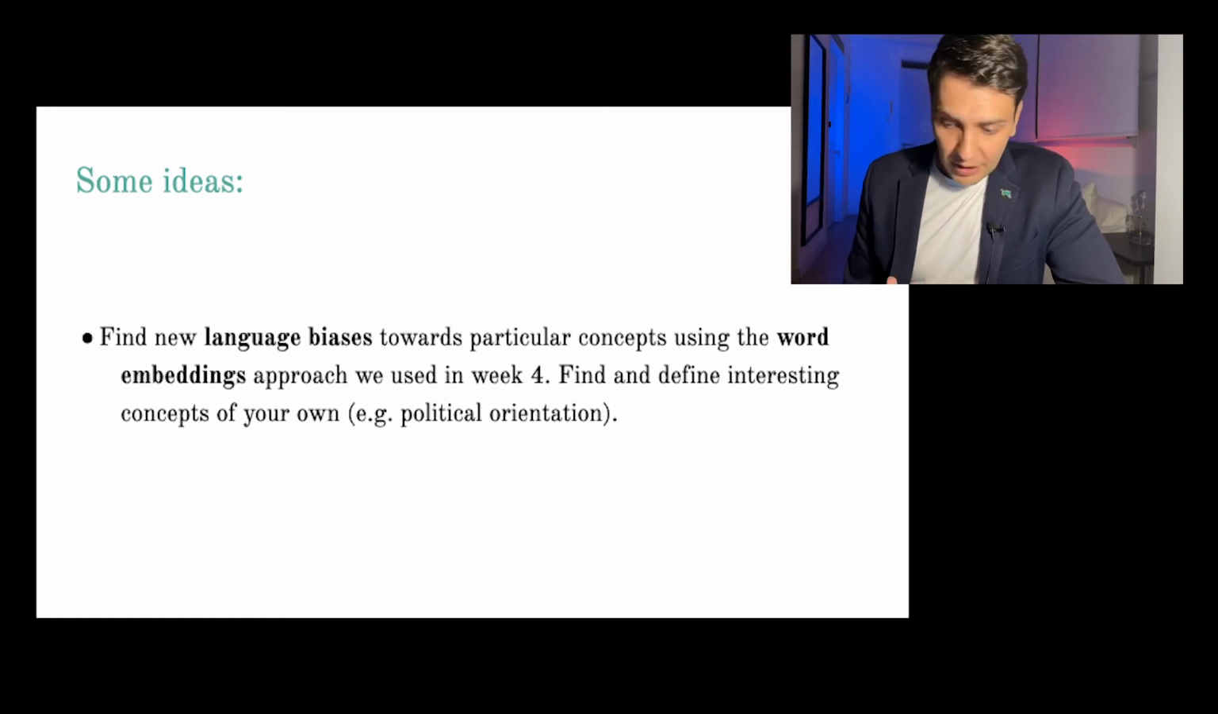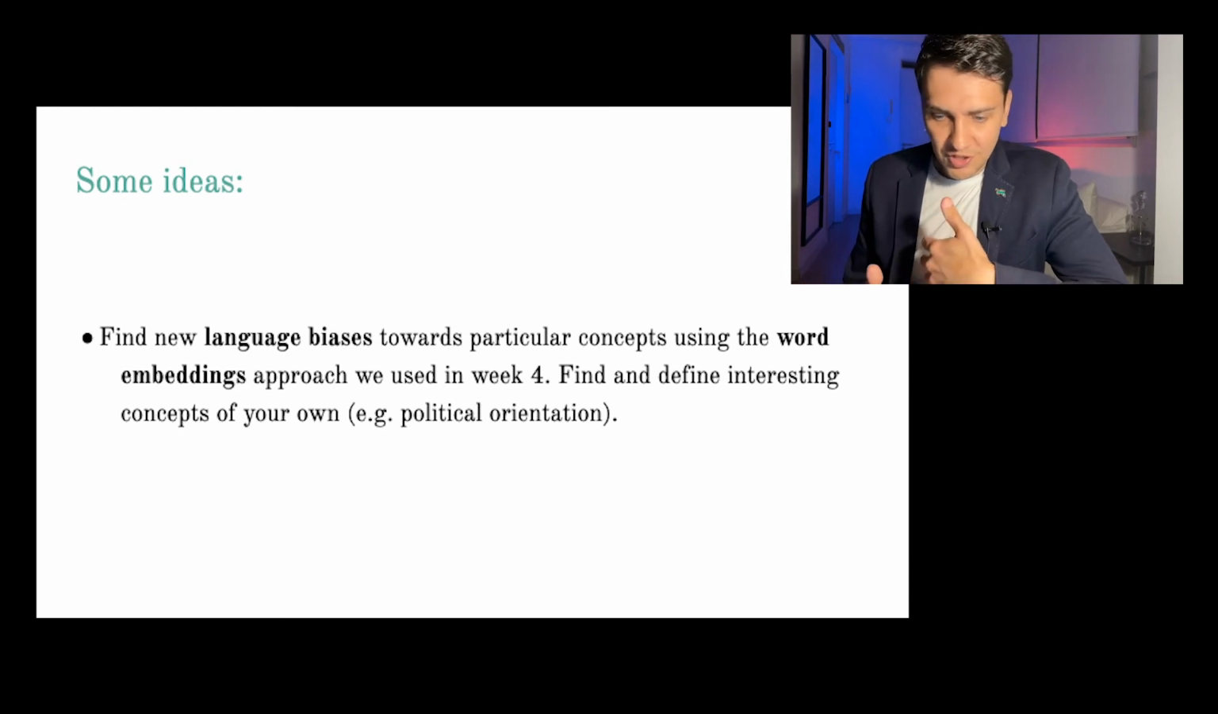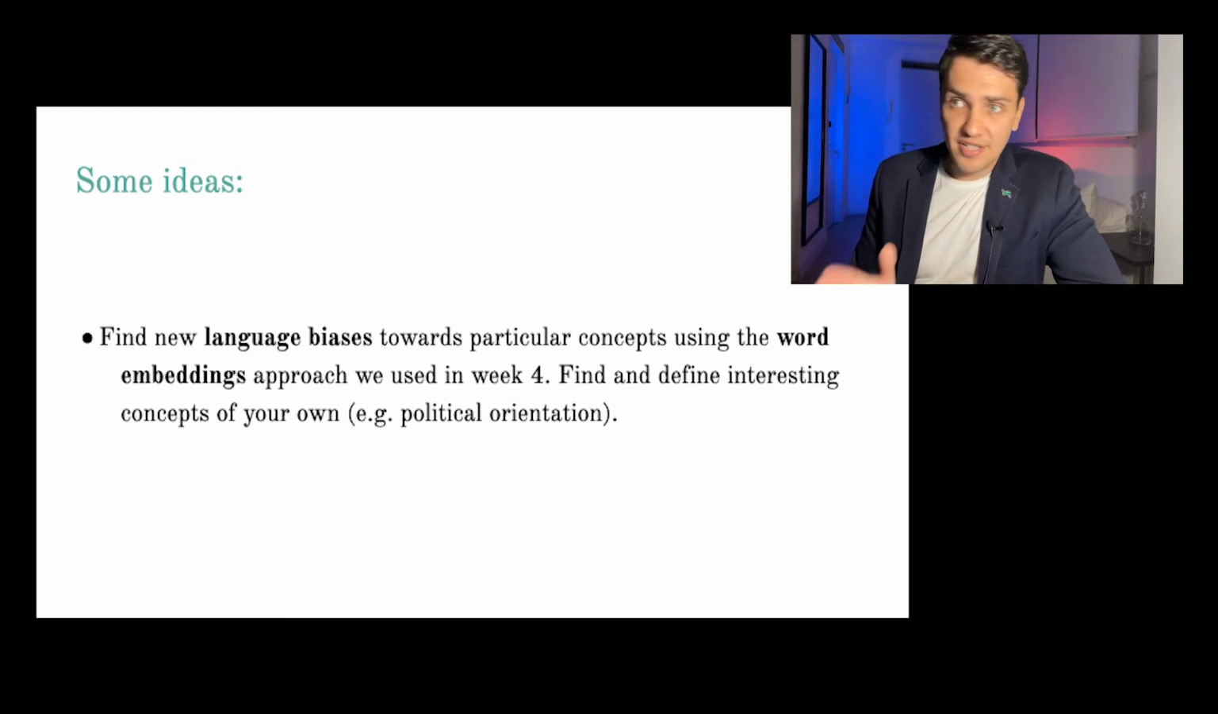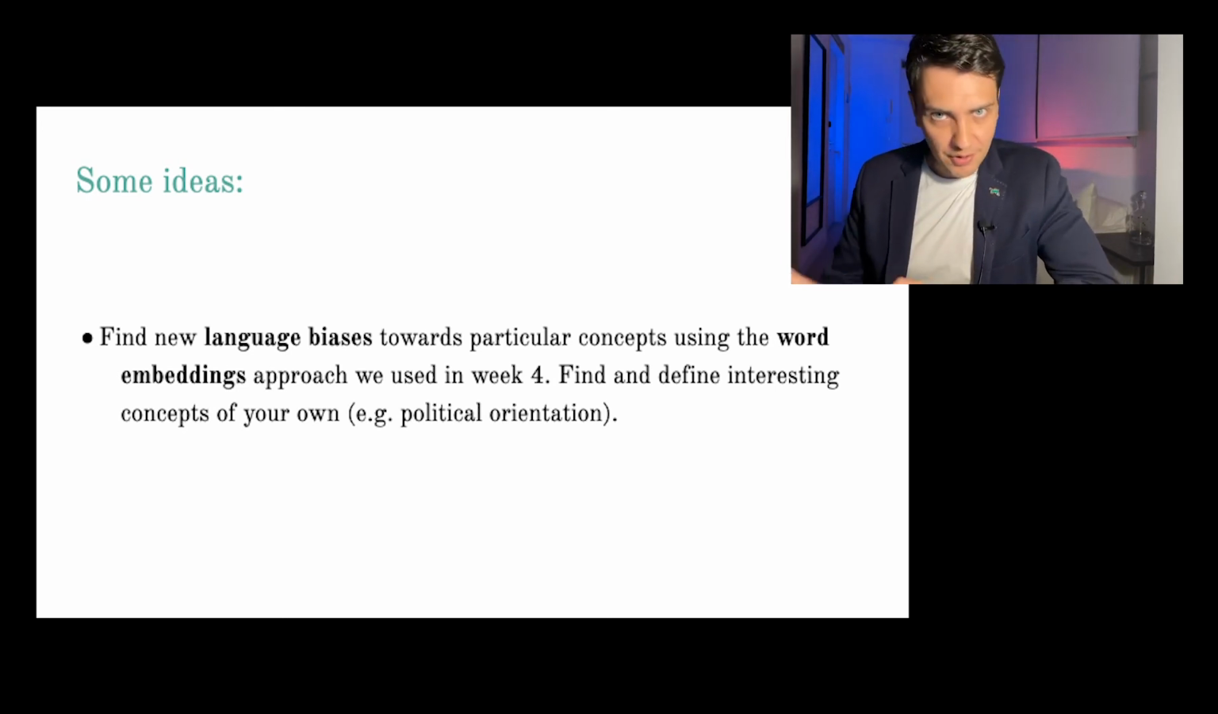You could, for instance, look at political orientation or something like that. You'd then have to come up with 2 target sets, i.e. lists of words that you consider representative for, for instance, left or right-wing politics or something like that, and then look at what the biases in your data set are vis-a-vis those concepts.